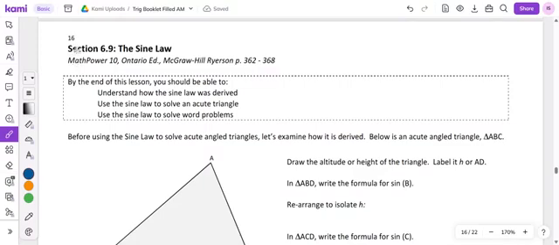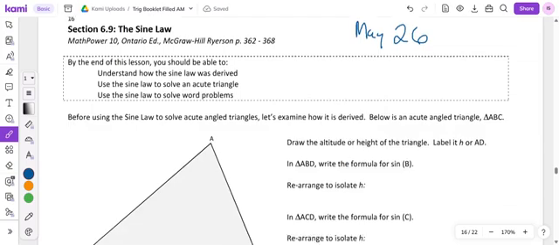Every time I say so, I think of SOHCAHTOA. It's horrible. May 26. We're so close, folks. We are so close, but you've got to keep pushing, right? Let's just get to the end of the year.